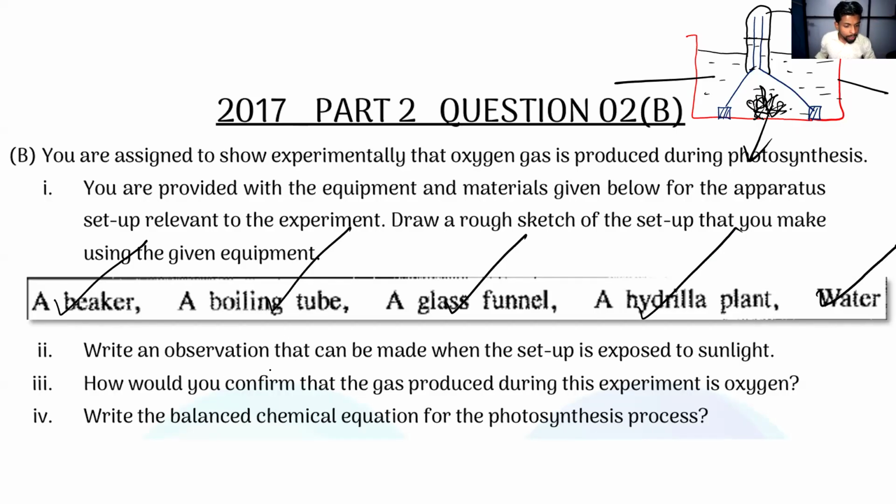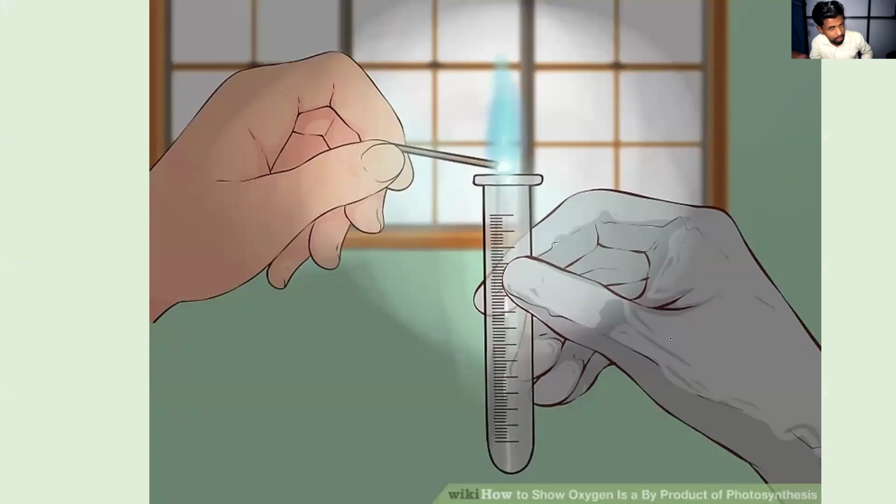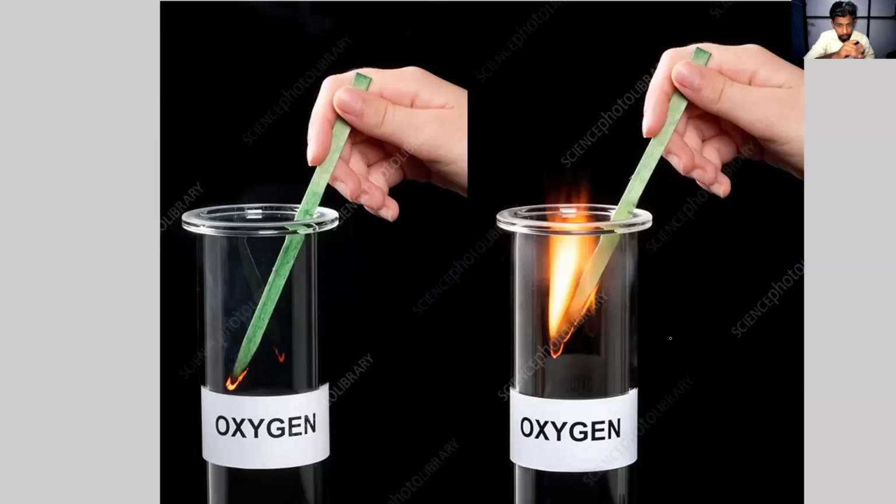And how could you confirm that the gas produced in the experiment is oxygen? You know, right? How to prove the gas is oxygen? Bring a glowing splint. The glowing splint will relight with a bright flame.